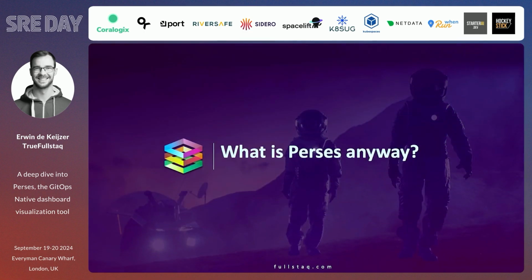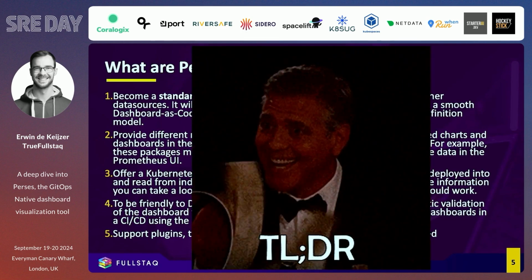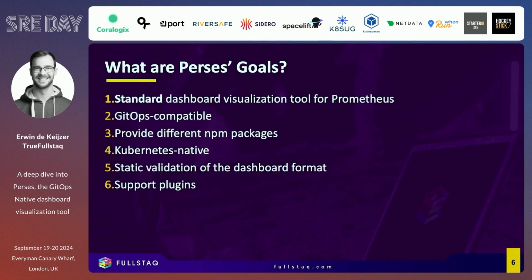But so what is Percys anyway? If you go to their GitHub page, they have this as their goals, which is way too long. They basically want to become the standard dashboard visualization tool for Prometheus. They want to replace Grafana. They want to be GitOps compatible, so it's easy to deploy everything within Percys in a GitOps way. This is a bit of a weird goal.